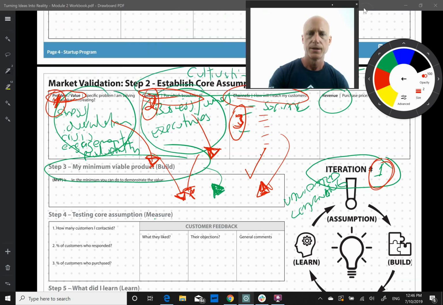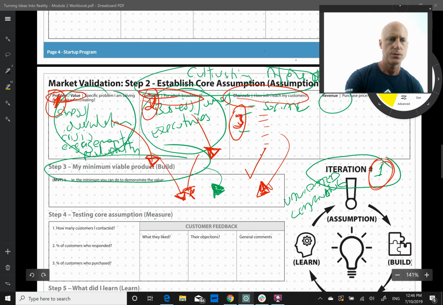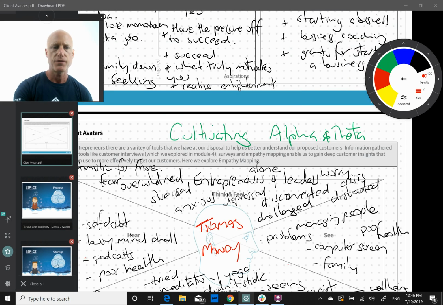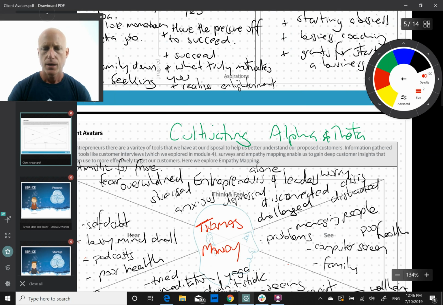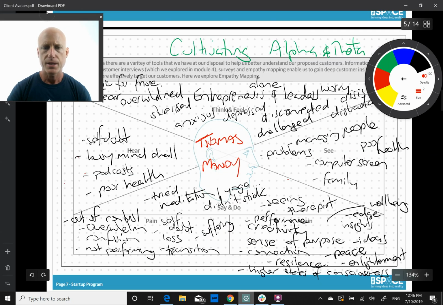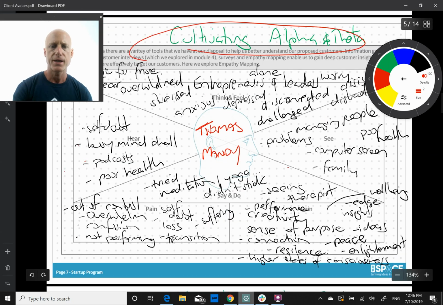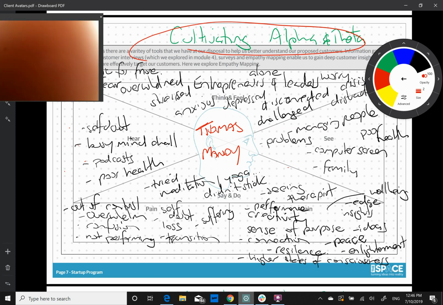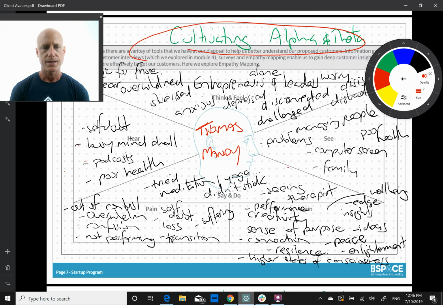So let me just jump back to here. These are tools that I've learned over the years. So what we're looking to do is again cultivating alpha and theta. This is called an empathy map. Empathy is a really, really powerful tool for helping to create a deeper understanding of our customer.